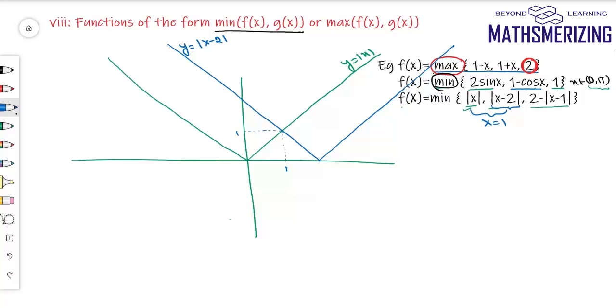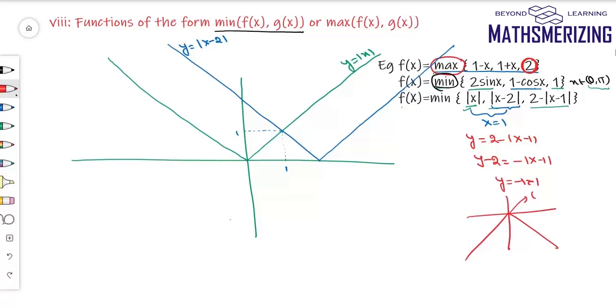Now we'll come to our third graph. And our third graph is y equals 2 minus mod of x minus 1. My basic graph is y equals minus mod x, and then I'll shift this graph to the point (1, 2).